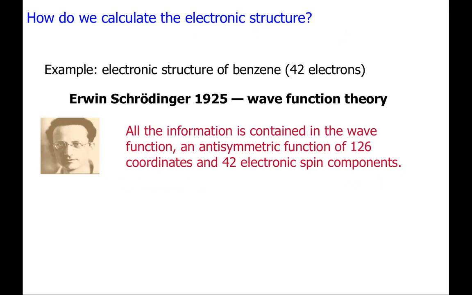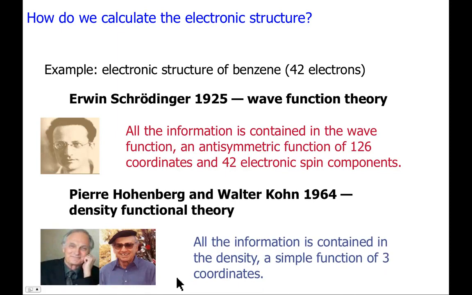Well, okay, and so as we've already mentioned, if you want to do benzene with its 42 electrons, you'd follow Schrödinger's approach, you'd have this very complicated function. But in 1964, Pierre Hohenberg and Walter Kohn proposed a different approach. They called it density functional theory.